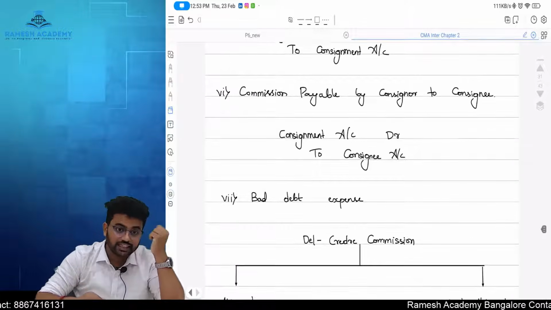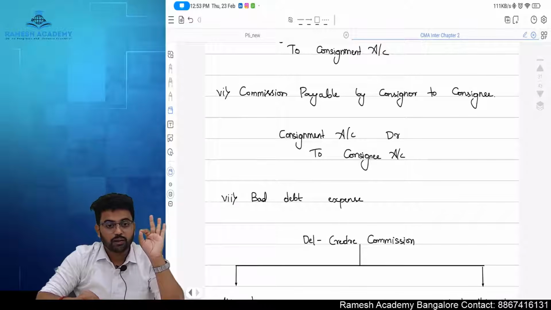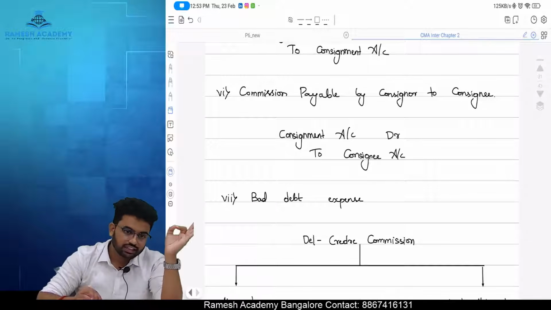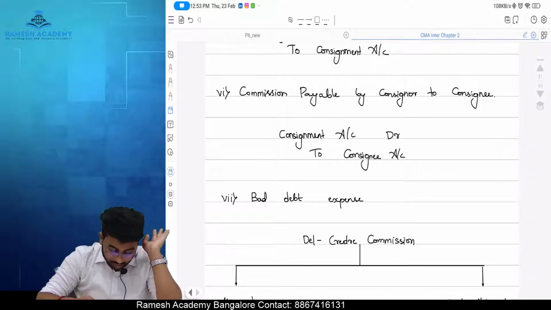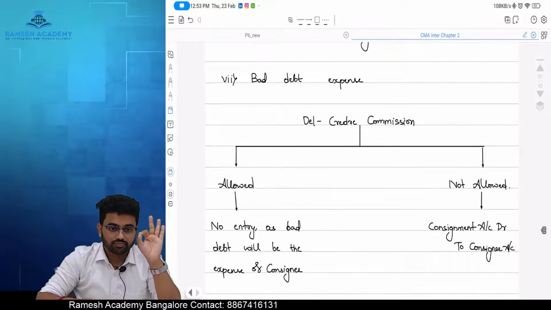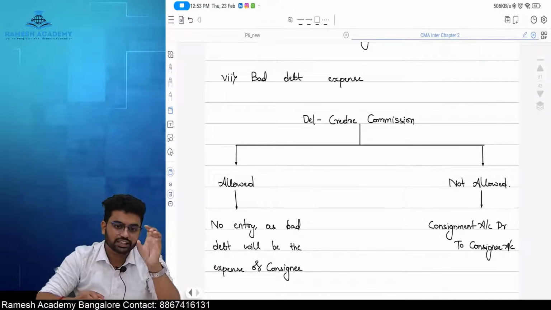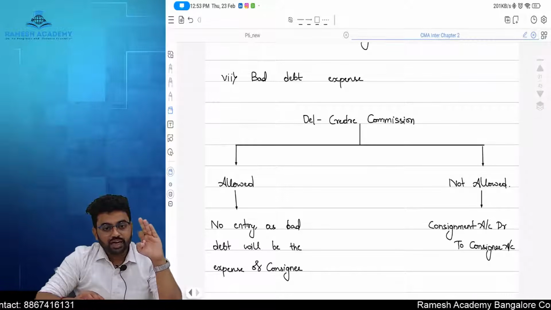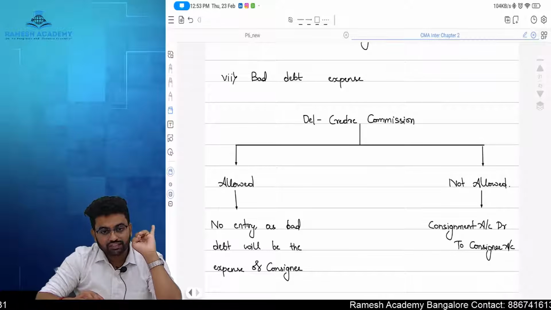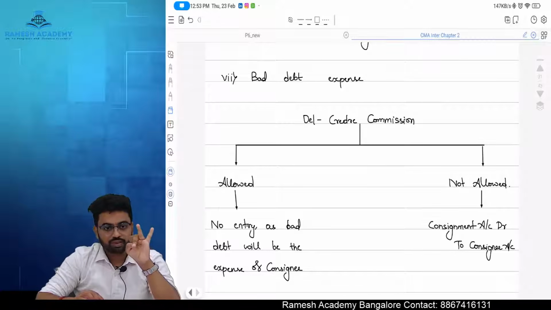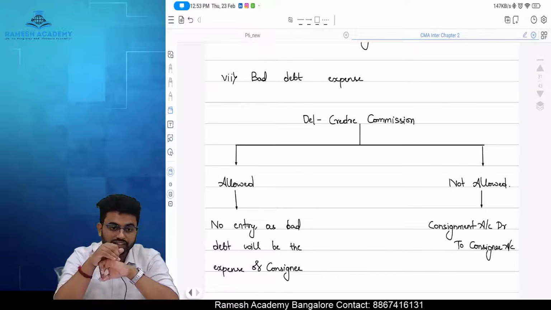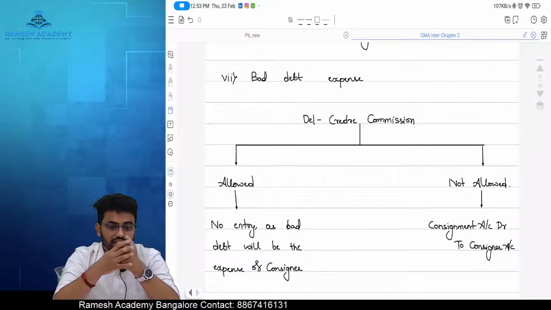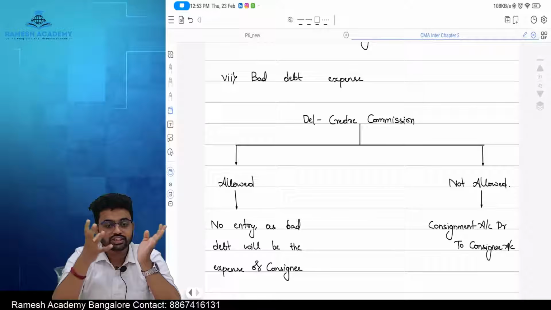Next is bad debt expense. For bad debts, you have to look at whether del credere commission is maintained or not. If del credere commission is allowed, meaning it is given by our consignor to the consignee, then no entry will come in the books of the consignor for the bad debt, as it is a risk of our consignee, since we are already giving him enough commission to cover it. If it is not allowed, it will be the expense of the consignor, so we should charge it to our consignment account.